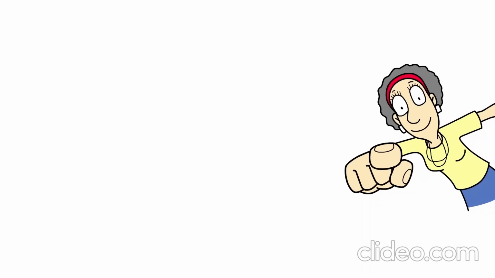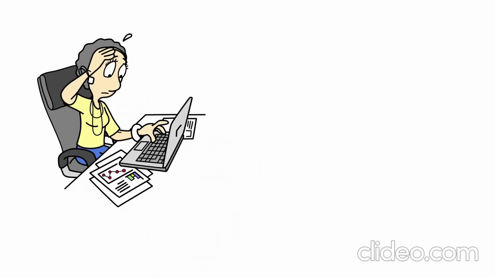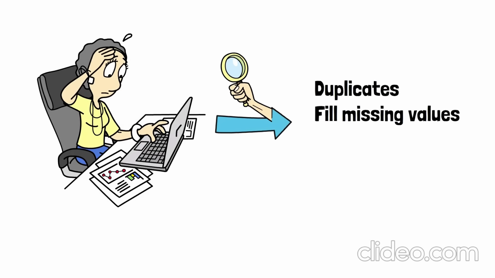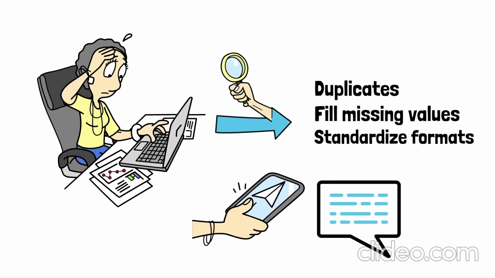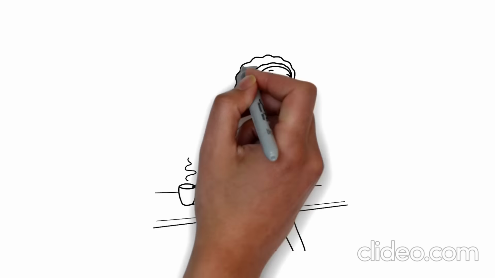Now it's your turn. From your dataset, apply the Detect, Fix, Validate workflow to remove duplicates, fill missing values, and standardize formats. Share your before/after screenshots or describe your approach in the comments. Seeing your steps helps everyone learn.